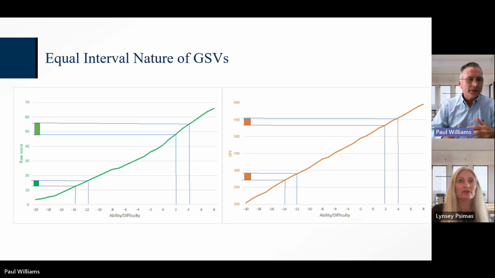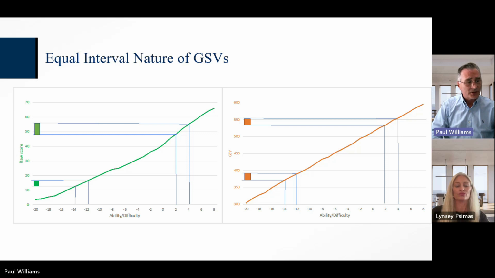So to look at that interval nature of the GSV and why this is so important and where we're gaining that little bit of precision, which any little bit of precision gained is worth it. If you look at the left side, the raw scores, you look at a change of 2 at the low level and compare it to a change of 2 at the higher level, because like Lynsey said, they're not an interval basis on the raw scores.